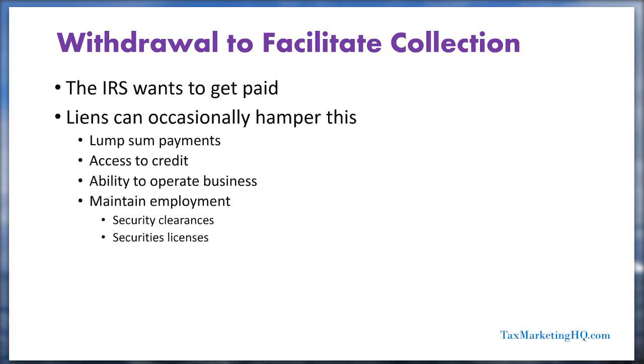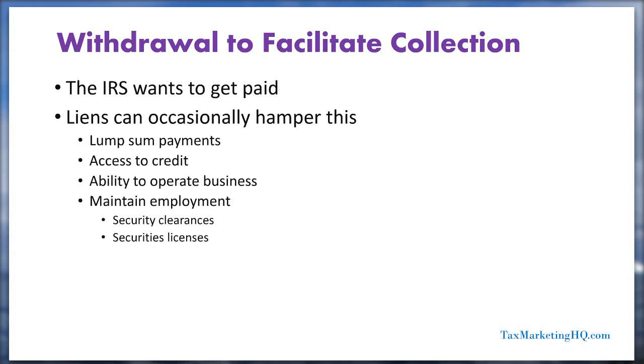So the liens can be withdrawn to facilitate collection in conditions where the government is going to realize some benefit, either a current benefit or a future benefit. And as a practitioner, that future benefit part is something I want you to keep in the back of your head as we go forward, because there are a lot of future benefits that we can negotiate on behalf of our clients. So liens, the very existence of a tax lien can hamper the ability of the government to get paid. So there are situations.